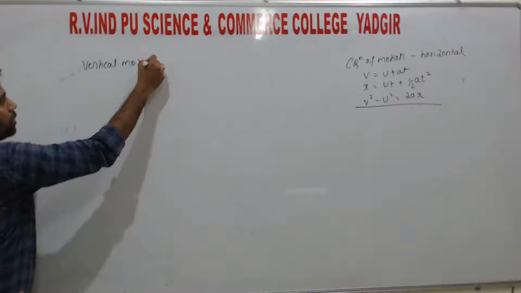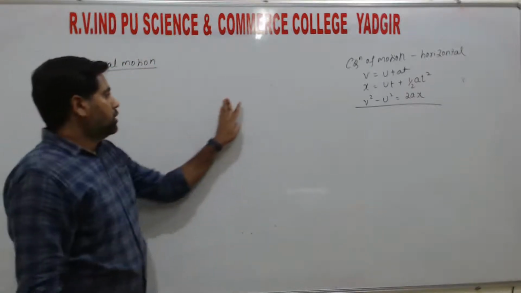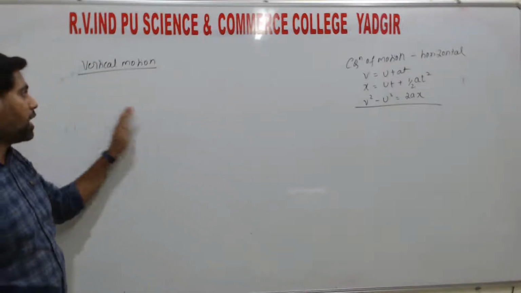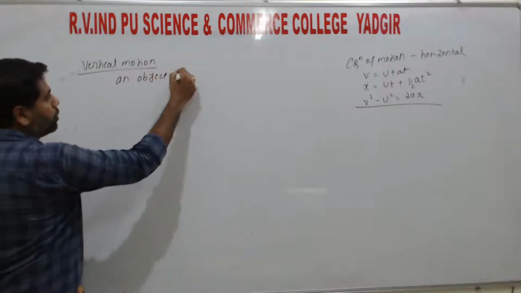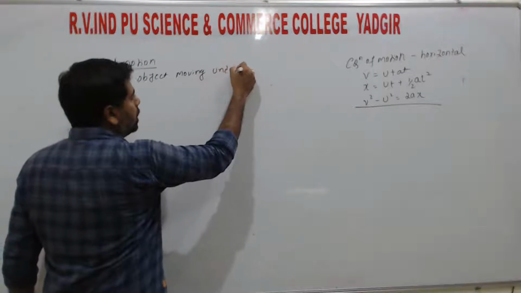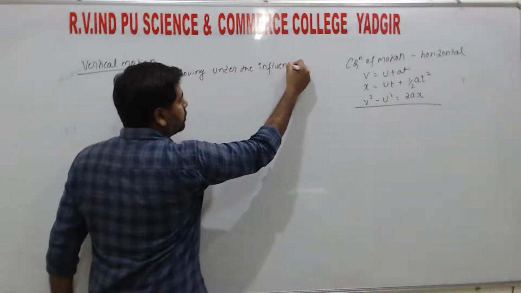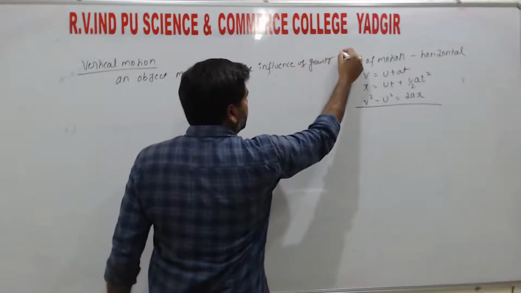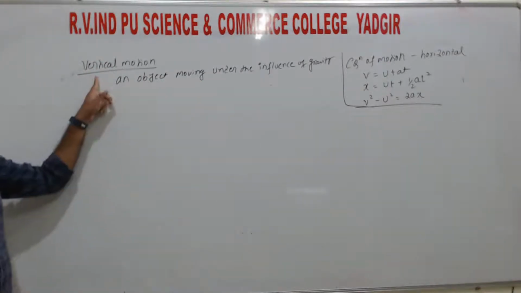motion. So what is vertical motion? The object which is traveling in the y direction, that means the y-axis, right? So an object moving under the influence of gravity. That type of motion we call vertical motion.